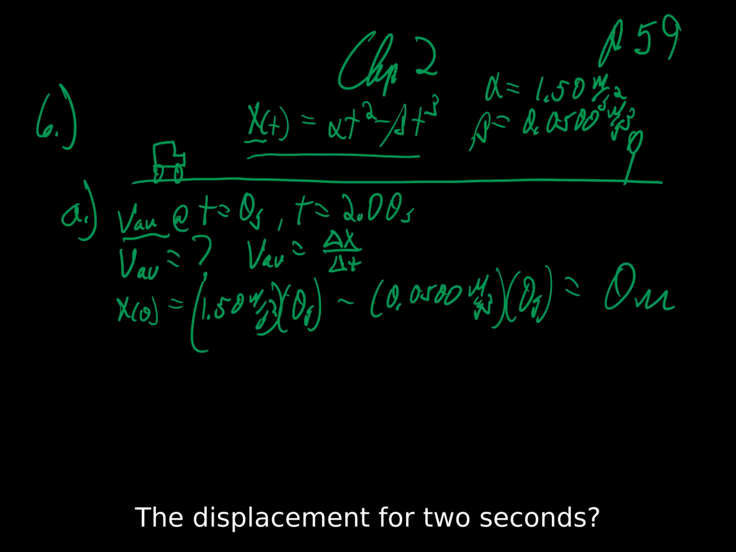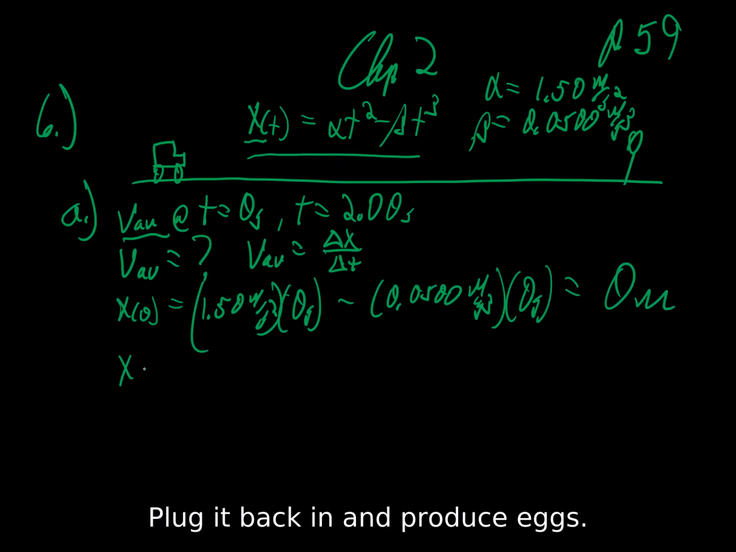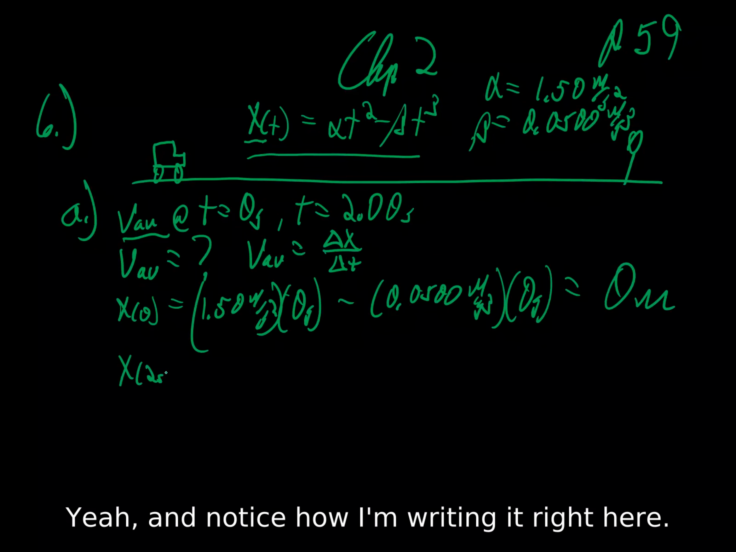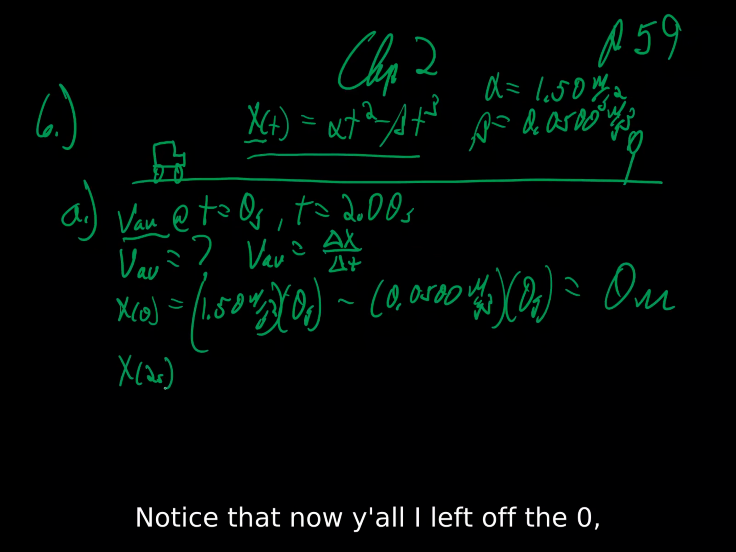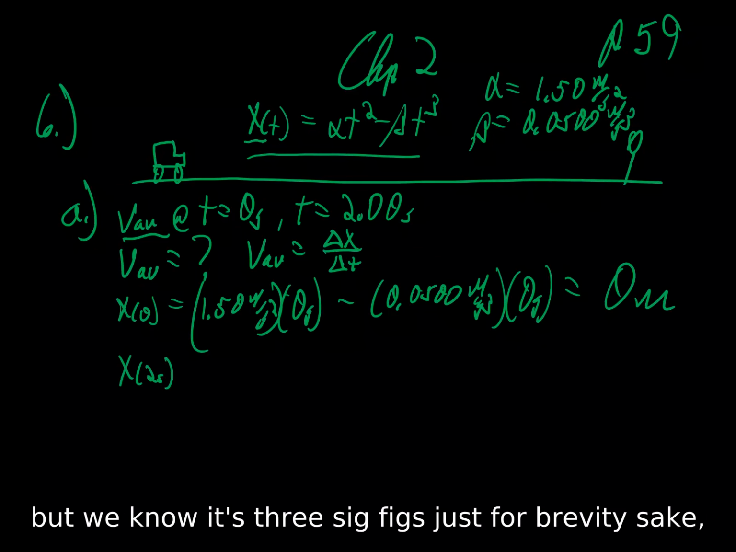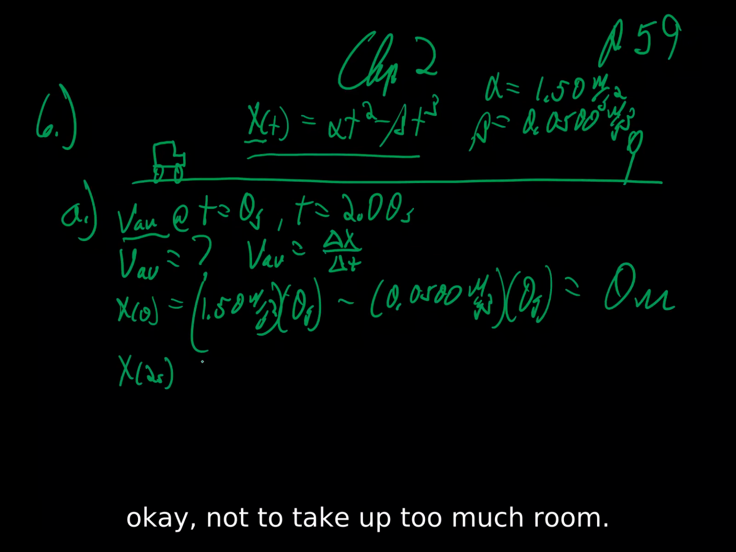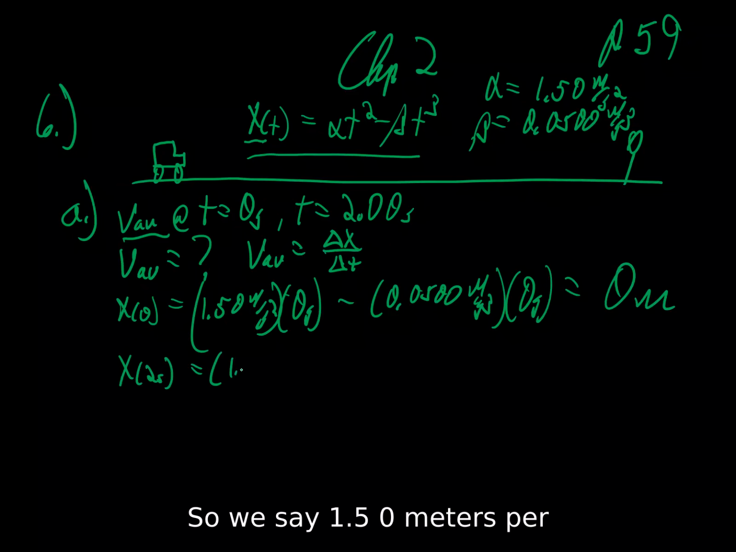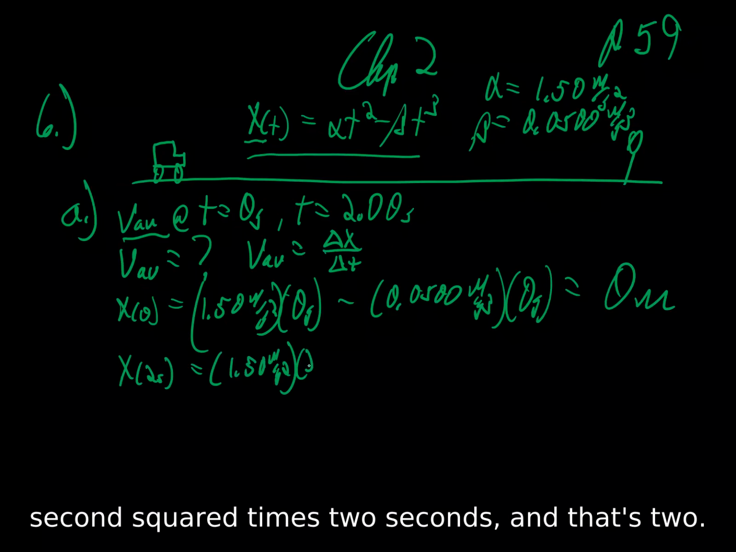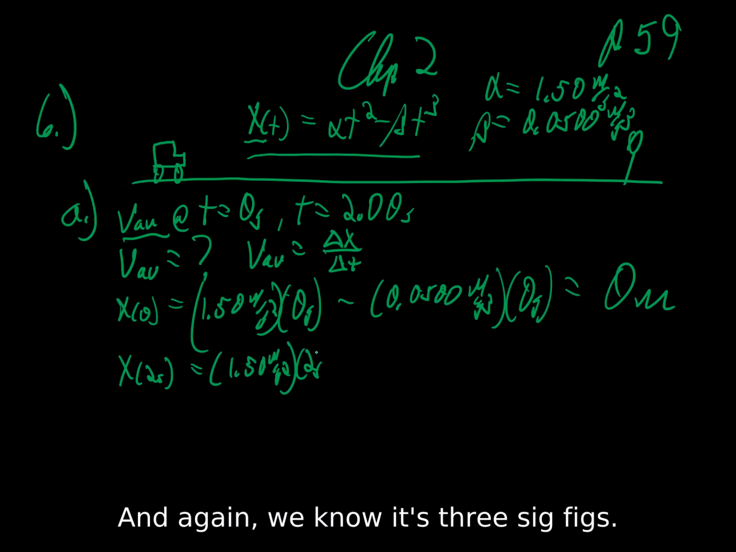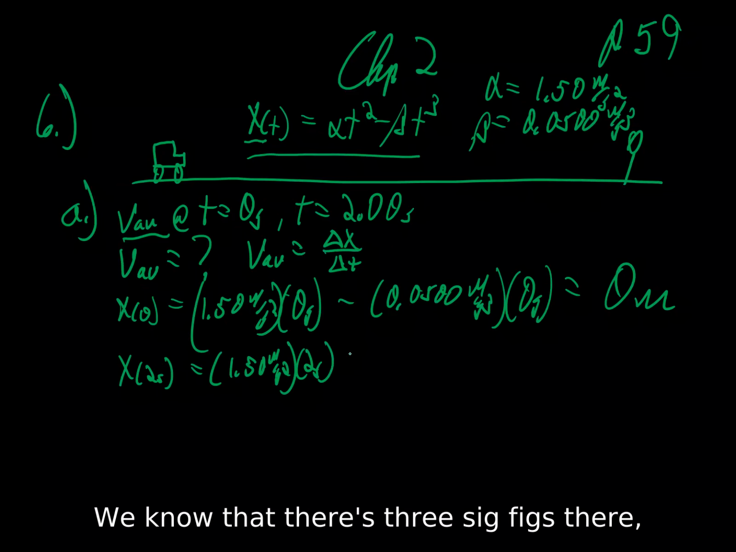So how do I find the displacement for 2 seconds? Plug it back in, right, for 2 seconds. Notice how I'm writing it right here. Now, I left off the 0.00, but we know it's 3 sig figs, just for brevity's sake, not to take up too much room. And I do that a lot. So we say 1.50 meters per second squared times 2 seconds, and again, we know it's 3 sig figs.